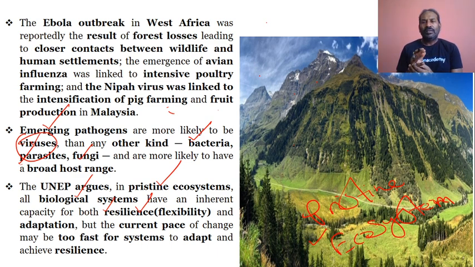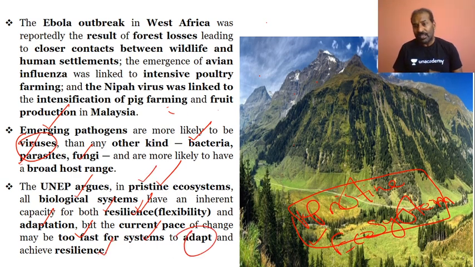To some extent, the ecosystem has the flexibility and the adaptation to get back to its pristine state. But the way we are going ahead with deforestation is too fast for the ecosystem to adapt and be flexible enough to come back to the normal pristine ecosystem, to adapt through resilience. That means we are just going ahead with the deforestation.